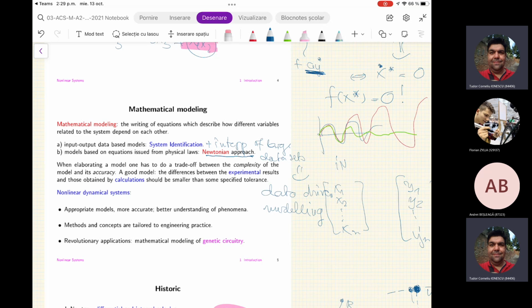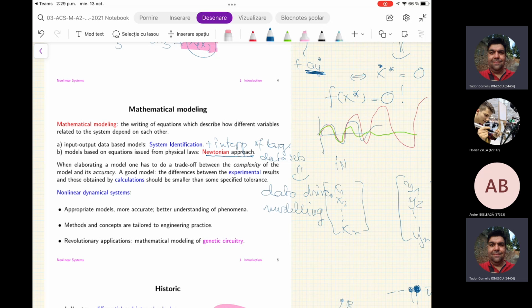This is the question. A good model is when the differences between the experimental results and the calculated, the computed results, are smaller than some prescribed tolerance. Okay, this is when a model is called good.